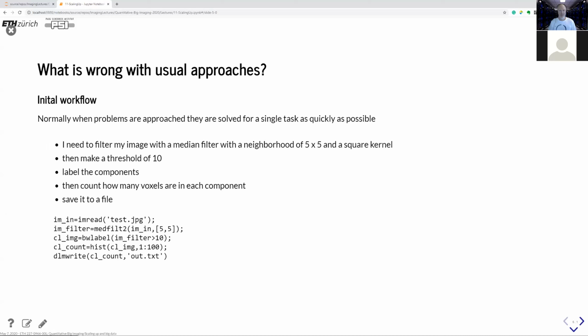So what is wrong with using the usual approaches? Initially, we would take a couple of steps. We apply a filter, maybe a median filter with some neighborhood. Then we apply a threshold of 10 or something. Then we want to identify some components. We can label them, count how many there are in each component and save it to file. That would give some example code like you see below here. Makes sense, but this is maybe not useful when we go up to bigger things.